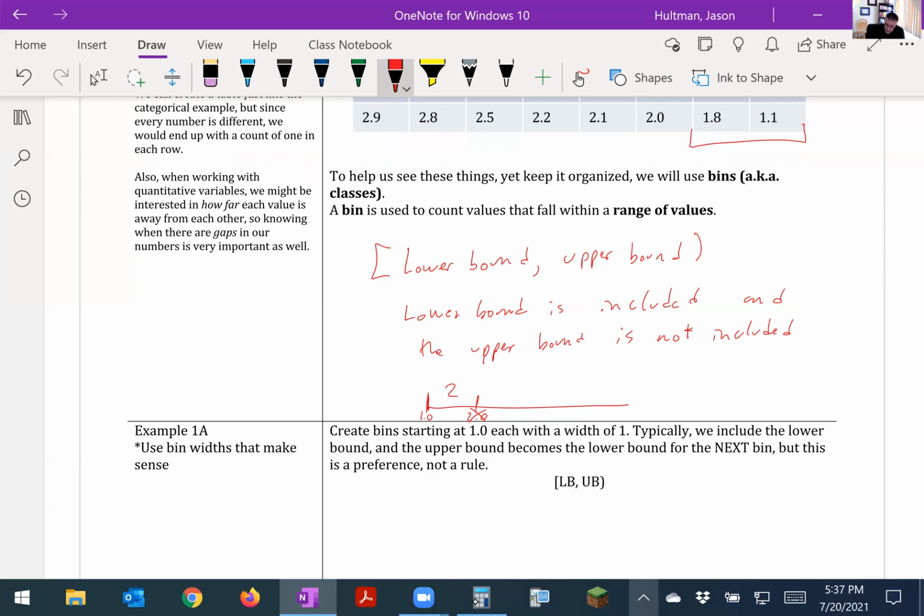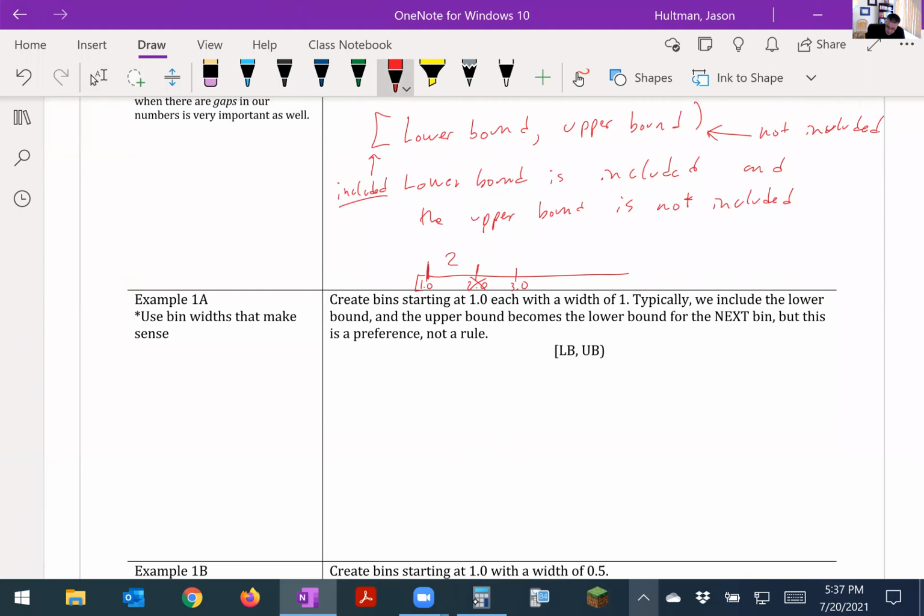Because as soon as we go to that 2.0, we're actually in the next bin. If we went 2.0 to 3.0, we would actually be in the next bin by including that 2.0. So that 2.0 is included in the next one. It's only the lower bound. That's why we use this bracket here. A bracket means included, and a parenthesis means not included. Think of values on a number line: the lower bound is included and the upper bound is not included.